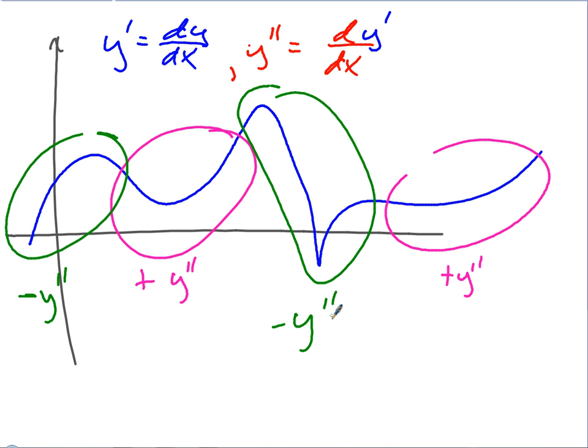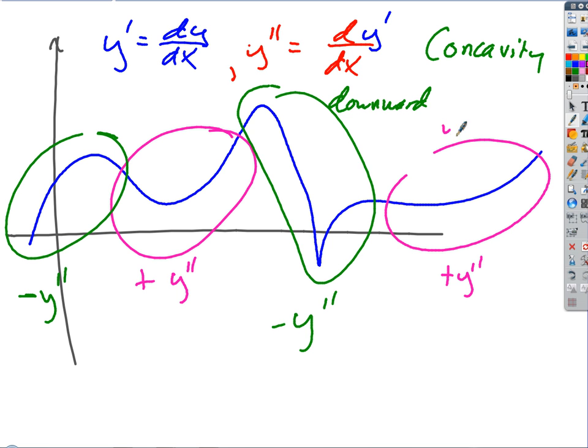Okay, now what kind of generalizations can we say about this? How could we easily spot these places? And by the way, this is called the concavity. The behavior of the second derivative refers to the concavity of the function. We'd say that this is downward concavity. The green is downward. And the pink is upward.